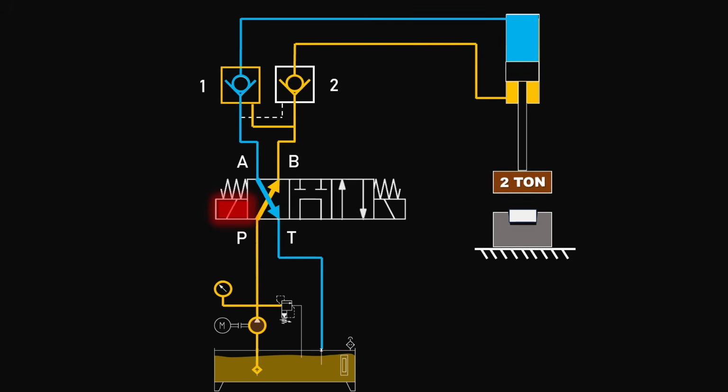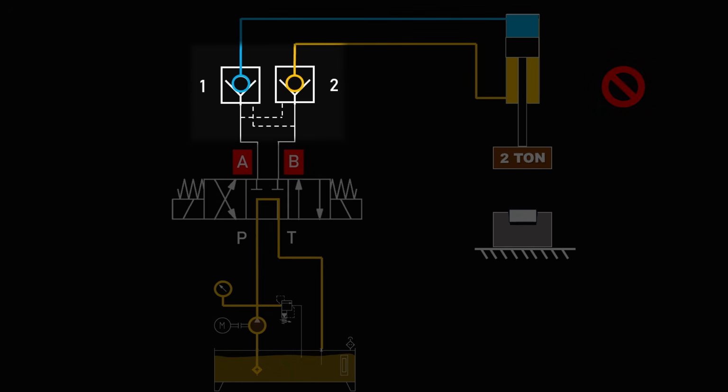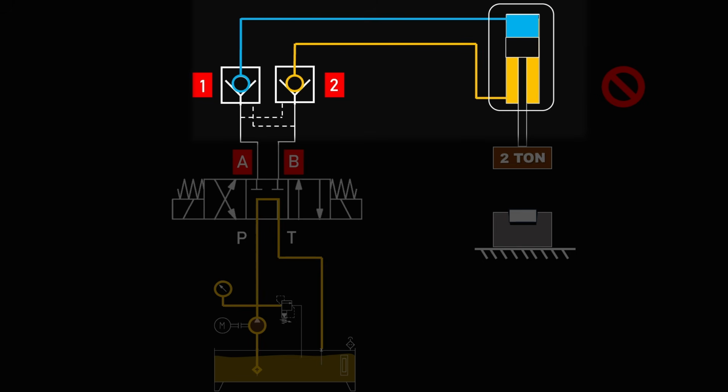To stop the cylinder at any position, we shift the valve to neutral position. So there is no pressure going to port A and B, and also no pilot signal is available at either check valve. As a result, both pilot operated check valves remain closed, and the oil gets trapped inside the cylinder, and the cylinder cannot move at all, even under heavy load. And this is how we completely eliminate the creep problem of the cylinder.